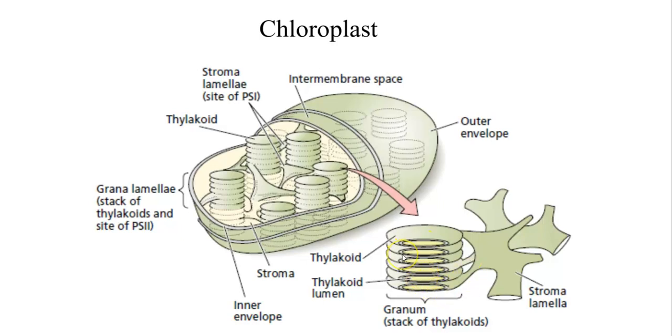So this is the structure, and the exact location of light reaction is the thylakoid inner membrane. The inner membrane of thylakoid is the location. So in general we will say that chloroplast is the location of photosynthesis, but actually the location of photosynthesis, or the light reaction, is the thylakoid inner membrane. So that's what we have to understand here.